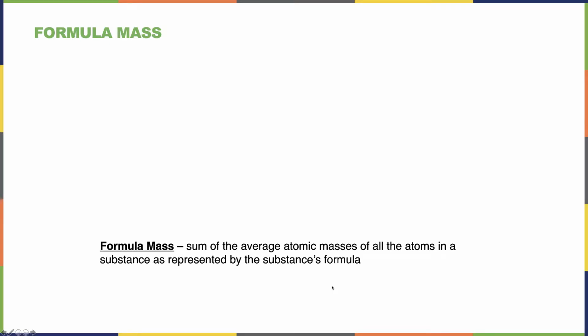A formula mass is the sum of the average atomic masses of all the atoms in a substance as represented by the substance's molecular formula. Formula masses are usually calculated based on the molecular formula. The spatial formula is not meaningfully different in terms of mass, so it's not really important in this calculation. And the empirical formula is not useful in this situation because it's the simplest representation and it doesn't really represent what you're actually dealing with. So you always use the molecular formula in order to calculate the formula mass.